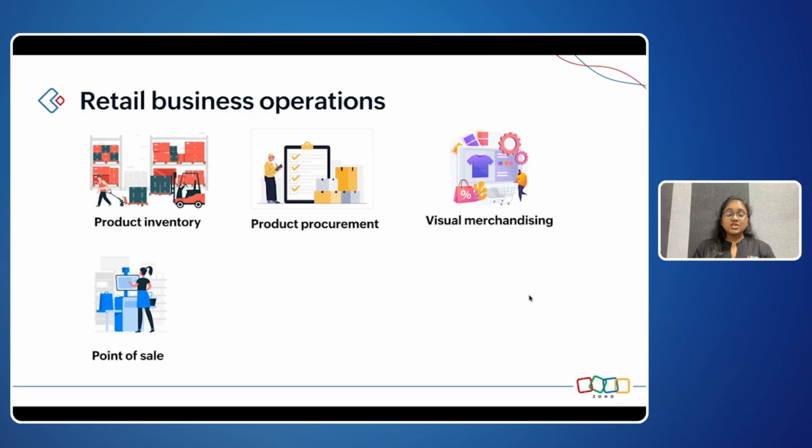Our next operation is going to be the major breakdown of this retail business, that is point of sale. After buying the product and managing the visual merchandising, there comes the place where the sales will happen. The customers will buy the product, and we'll be providing the invoice for the product. All these operations come under the point of sale operation.